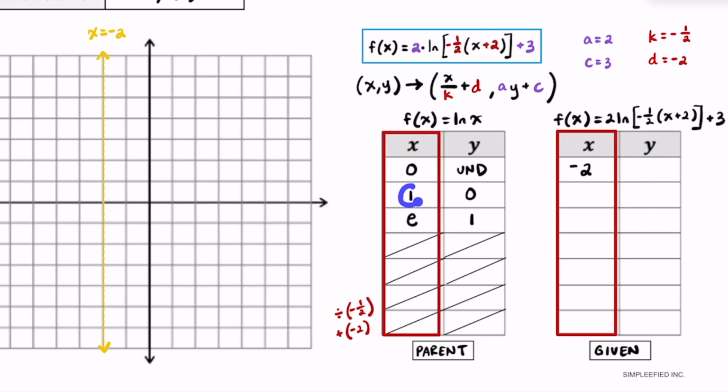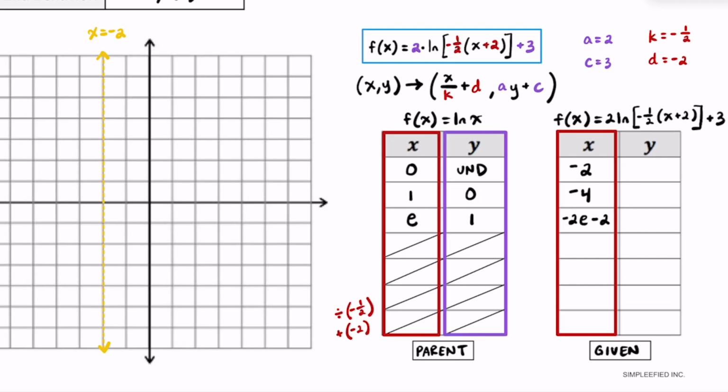Then when x is equal to 1, if we divide that by -1/2, that's the same thing as multiplying it by -2. That's going to equal -2. And then -2 plus -2 is going to equal -4. So that's going to be our next x value. Next we have this e here. If we go ahead and divide that by -1/2, that's going to be e times -2, or -2e, and -2e plus -2 is just going to be this -2e minus 2. So I'm just going to write that as -2e minus 2 for now.